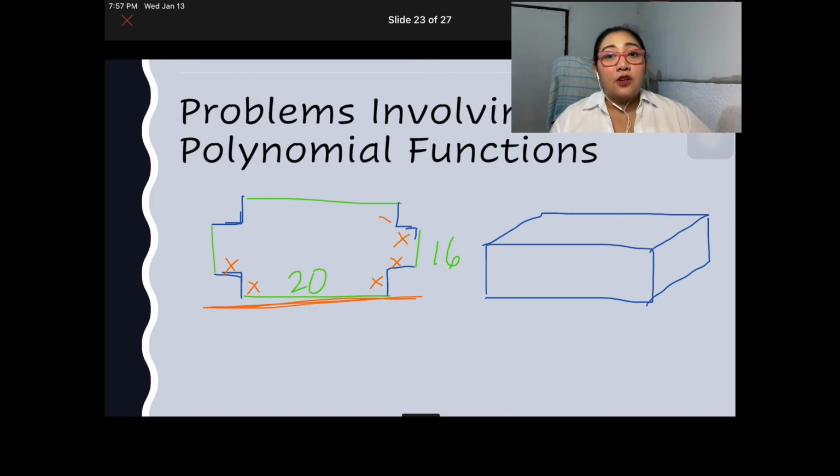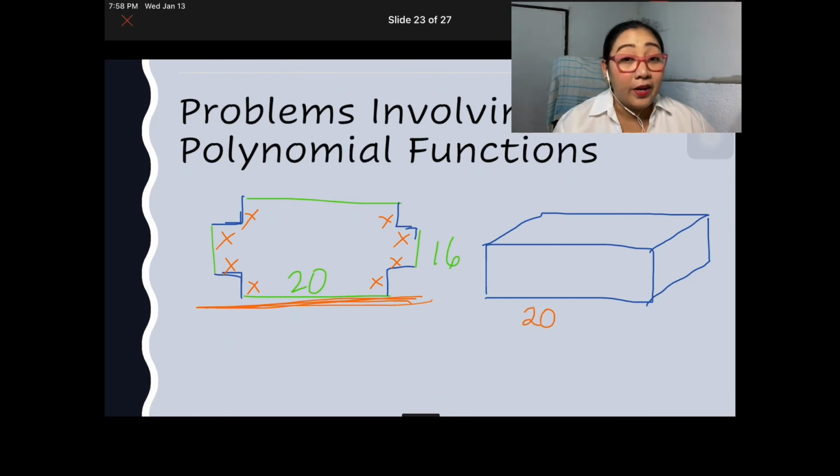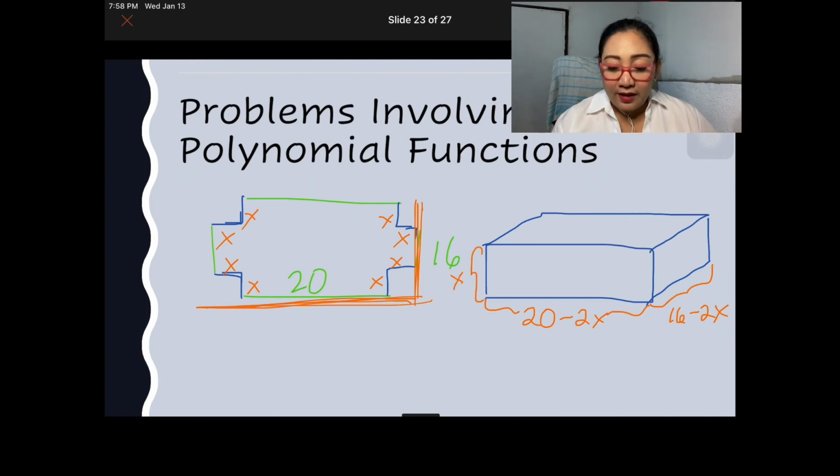Okay? Ano na ang magiging bagong dimensions? So, si 20, isang buo siyang ganyan. Diba? Tapos, babawasan natin siya ng x sa magkabilang dulo. So, it's going to be 20 minus 2x. Okay? Now, same with si 16. Si 16, binawasan natin siya ng x sa magkabilang dulo. So, 16 minus 2x. And then, of course, yung ating kapal ay magiging x or yung kinat natin. Okay? So, yan na po ang bagong dimensions. May dimensions na tayo nung ating open box.